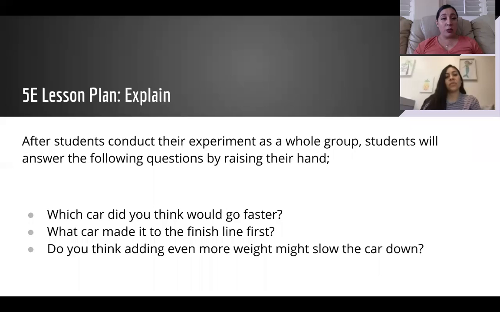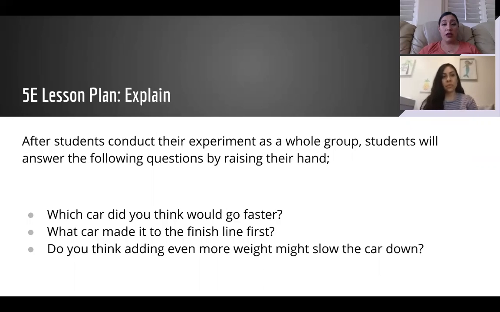And for the Explain portion of our 5E lesson plan, students will conduct their own experiment as a whole group. They will answer the following questions by raising their hand. Which car did you think would go faster? What car made it to the finish line first? Do you think adding even more weight might slow the car down? So instead of having the students write down their answers, the teacher will have the students raise their hand. And so she'll ask the question at least a few times in order to get responses from the majority of students.